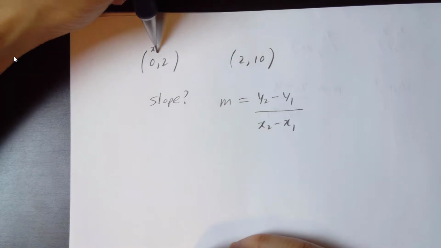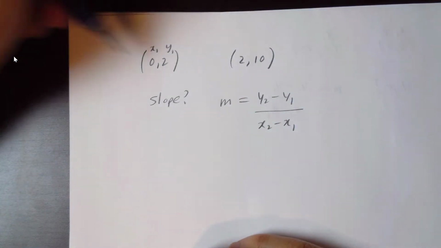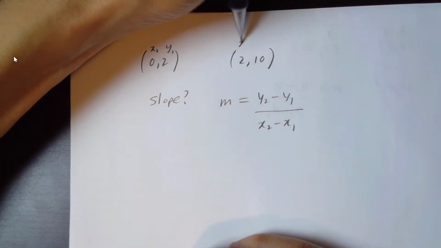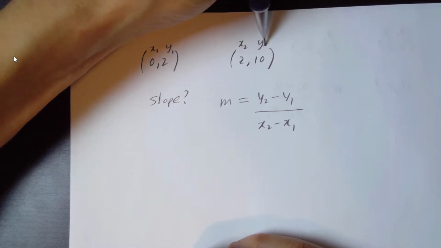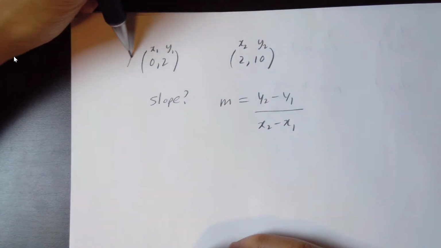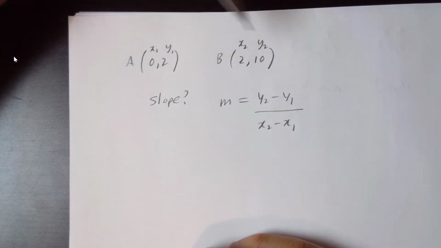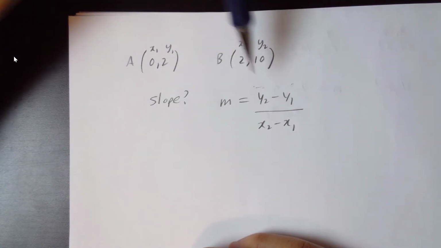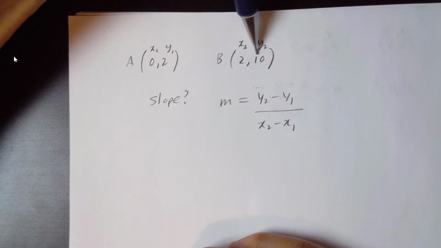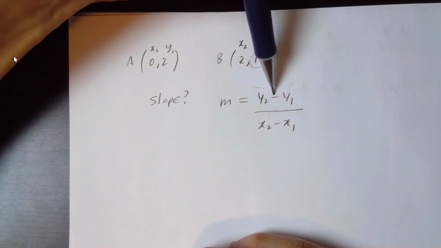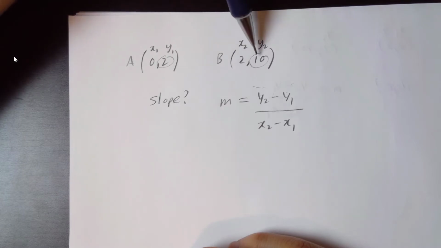This is your x1, this is your y1 for this point, and this is your x2, this is your y2 for this second point. You can call this point A, you can call this point B if you wish. But bottom line is you need to concentrate on the y values being subtracted. I'm going to take this y2 minus y1. We're going to subtract the y's. Do not mix up x and y.